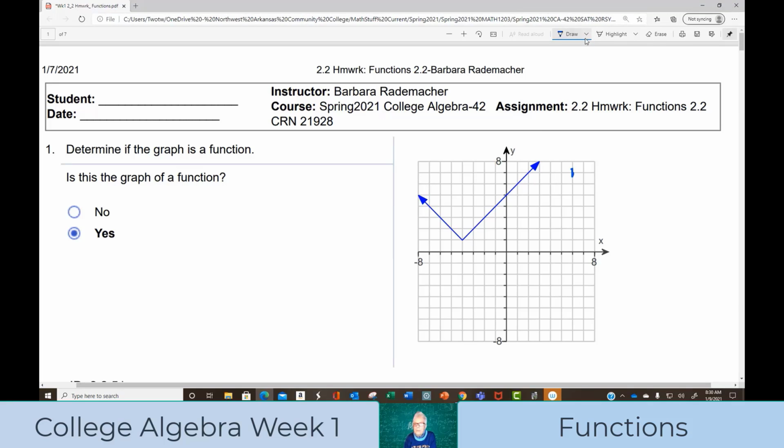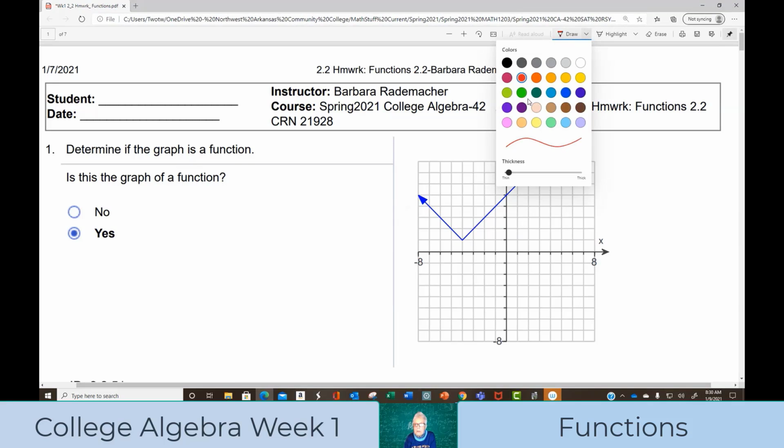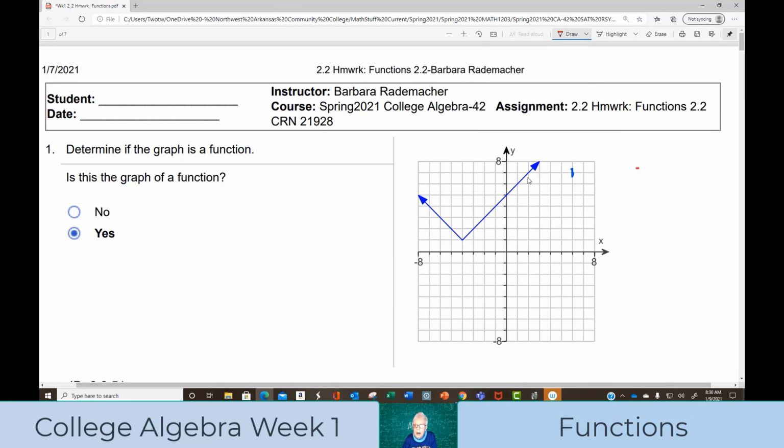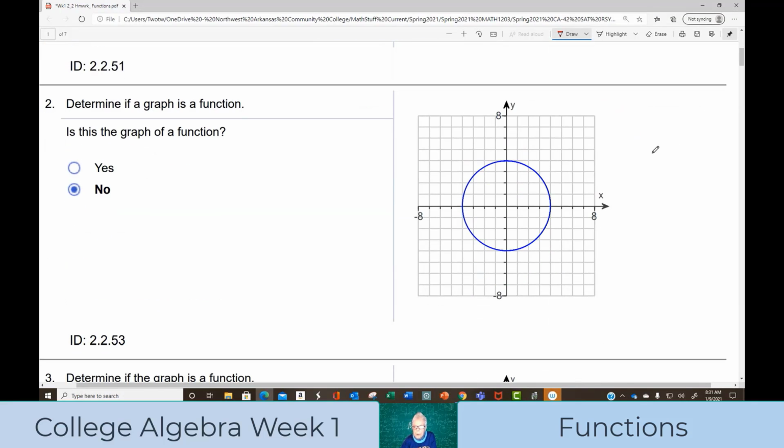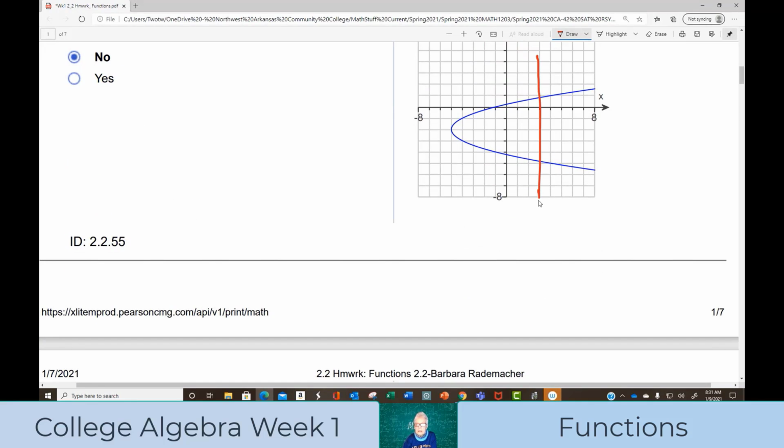I want the color to be red though. The quick and easy, the dirty way to figure out if a graph is the graph of a function is to use the vertical line test. Remember that, and you draw or you imagine drawing a vertical line through the graph, usually at a couple of different points. So like here, and here, and here. You don't have to be careful. It's just good to have it at more than one point.